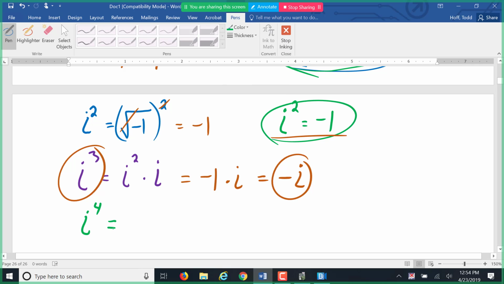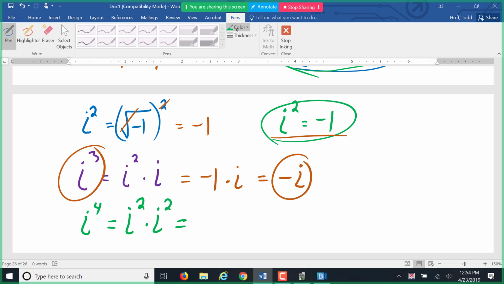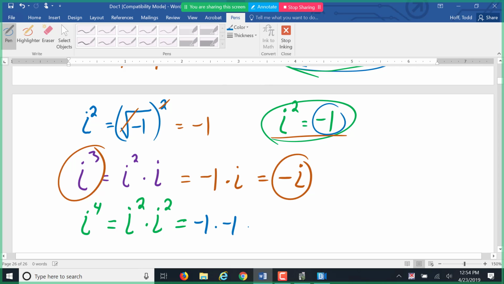i to the fourth power. I can express i to the fourth power as i squared times i squared. Well, i squared is just negative 1. So it's negative 1 times negative 1, which is just 1. i to the fourth power is just equal to 1.